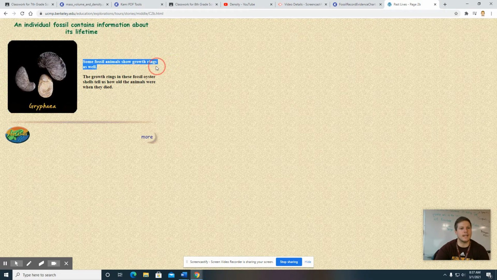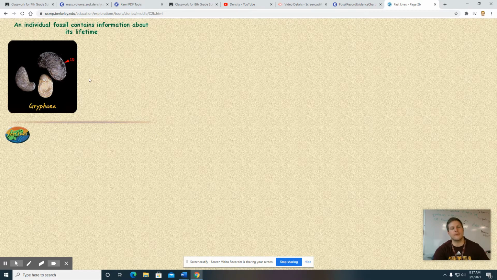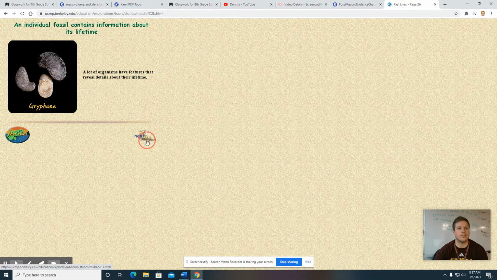So some fossil animals show growth rings as well. The growth rings in these fossil oyster shells. Oh, I'm sorry. This is not the one. The next one's a curled up trilobite. So this is another one that goes with the first one, where you can count the rings on these old animal shells to see how long they lived.